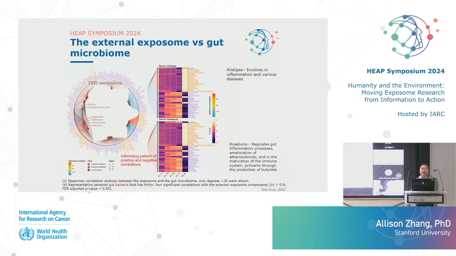So here shows the correlations between the exposome and the gut microbiome. On the left shows the correlation of the top gut microbiome and exposome components. The inner ring shows the gut microbes, and the outer ring shows the external exposome components. Again, the purple represents the biological components, and the orange represents chemical exposome components. We find over 1,000 correlations between the external environment and the gut microbiome.